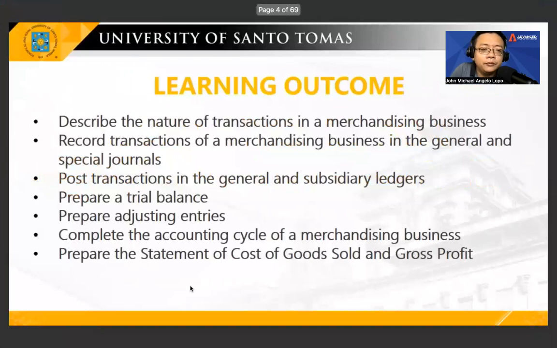Learning outcomes: describe the nature of transactions in a merchandising business. Record transactions of a merchandising business in a general and special journal. Then post transactions in the general ledger and subsidiary ledger. Later, also prepare a trial balance, then prepare adjusting entries, then complete the accounting cycle of the merchandising, and also prepare the statement of cost of goods sold and your gross profit.